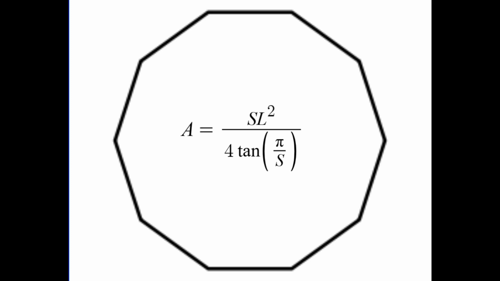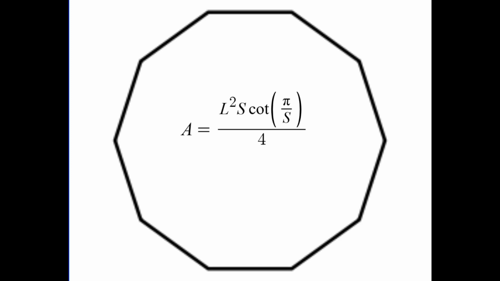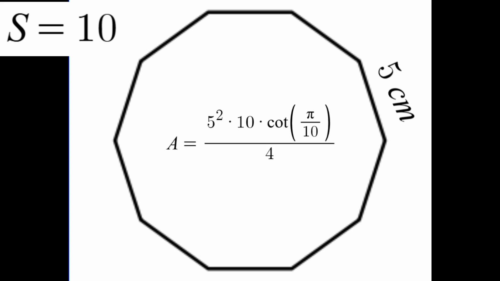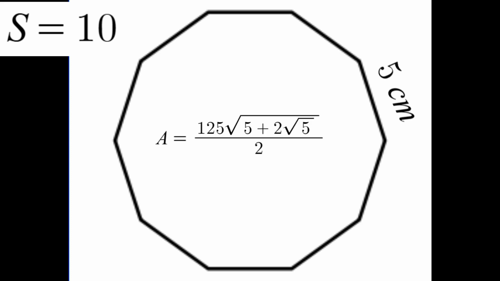Finally, we multiply by the amount of triangles in that shape, which makes our polygon's area equal to s l squared over 4 tan pi over s, which we can simplify to s l squared cot pi over s all divided by 4, since 1 over tan is cot. Now, if we know the number of sides and the length of one side, we can get the area of any regular polygon. This is part 1 of a 2-part series.